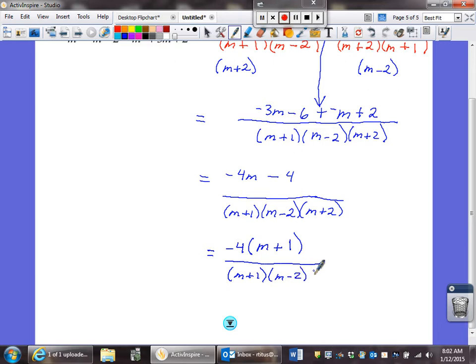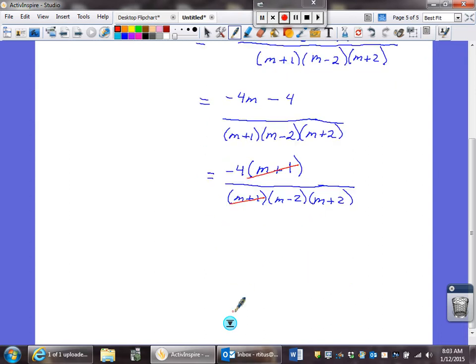So I'm going to change colors here. Go to my red. And just like the earlier problems, the m plus 1s will cancel. And our final answer to the question turns out to be -4 over m minus 2 times m plus 2. And that completes this problem, and that also completes this video.